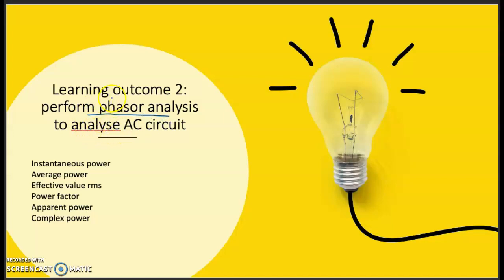You need to know how to perform the phasor analysis. In the previous chapter, you learned how to analyze the AC circuit by changing to phasors. You learned the impedance combination, and to change the inductor and the capacitor in terms of impedance. So now we would like to see how you're going to calculate the power of AC circuits. These are the important terms: instantaneous power, average power, effective value, power factor, apparent power, and complex power.